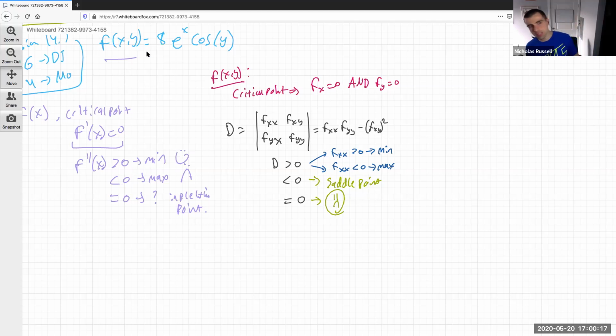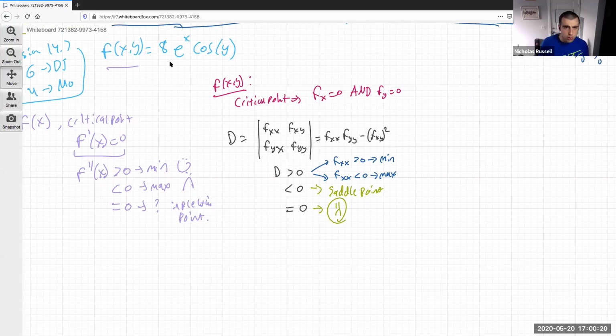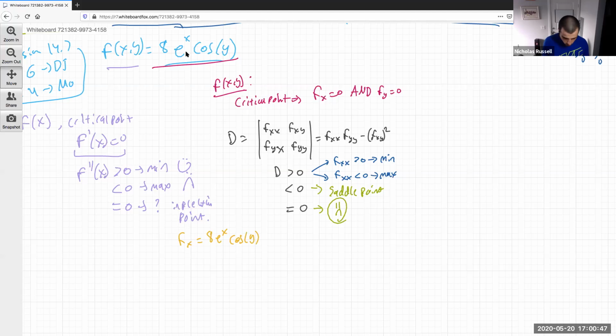With that in mind, let's tackle this question here. Again, I want to find all the critical points and classify them. The first thing I need to do, I hope you'd agree, is take the derivatives and set them equal to 0. So fx is going to be 8e^x times cosine of y. That doesn't change, because the derivative with respect to x is just e^x. The derivative with respect to y is going to be negative 8e^x times sine of y. And I need both of these things.